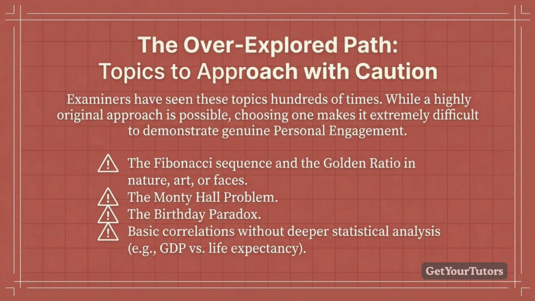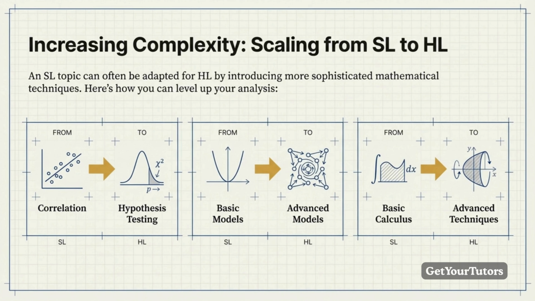And what's the biggest trap for AI students? Basic correlations without any deeper statistical analysis. Plotting GDP versus life expectancy. You plot the data, find the R-squared value, and then what? The math is over. To make that work, you have to move into hypothesis testing or multivariate analysis to find the real significant factors. The bottom line is you have to move beyond just explaining a concept, to apply a deep mathematical tool to it.